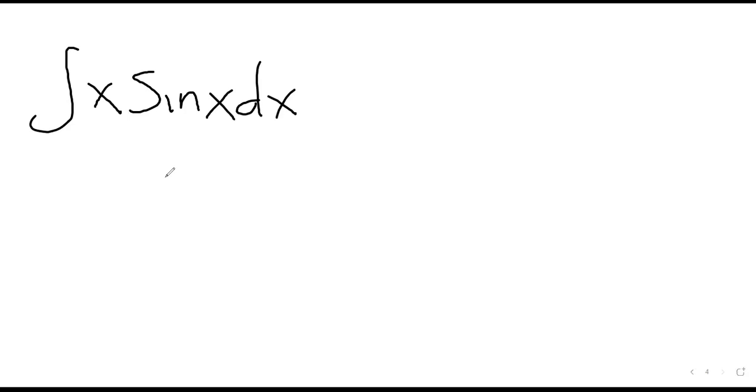So you can use integration by parts if you happen to have a function with two or more functions belonging to either integers, trig, or exponential. That's when you can use integration by parts. When you look at this, x falls under algebra and sine x falls under trig. So to solve this question, you have to use integration by parts.